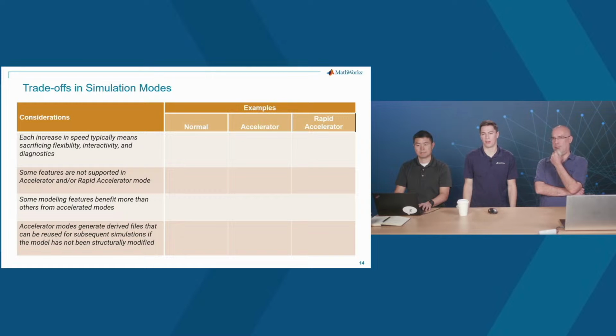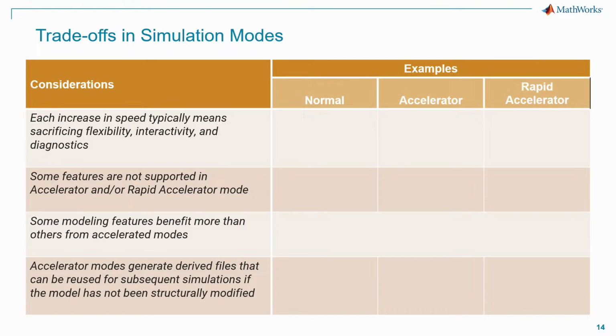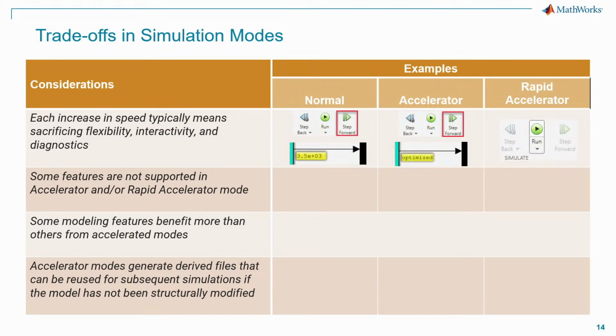So let's talk about some of the different trade-offs in these simulation modes. The first consideration is that for each increase in speed, we're also usually sacrificing something in terms of flexibility, interactivity, or diagnostics in the hopes of getting better performance. Let's take a look at an example. In normal mode, you can step through a simulation step by step, and you'll be able to see the value of every signal in your model.